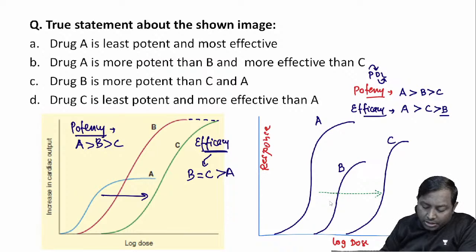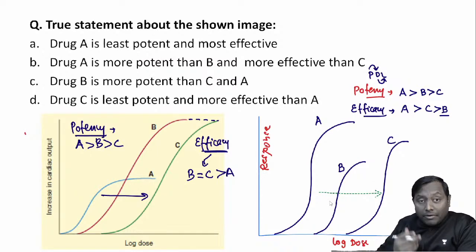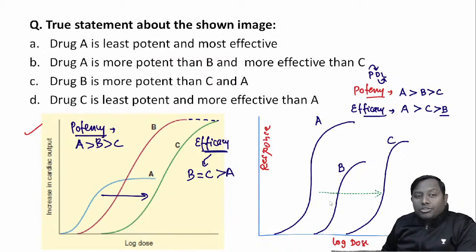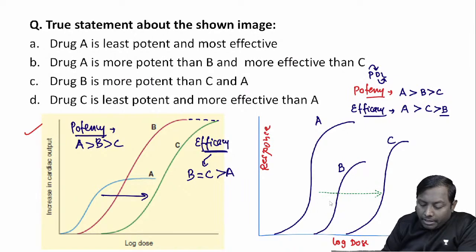This is for this image that is given, image number 1. A is least potent, most effective. A is more potent than B and more effective than C. B is more potent than C and A. C is least potent and more effective than A. Please go ahead. A, B, C, D बताइए. What is the correct answer for this one? A, B, C बताइए. Which is the true statement about this question?